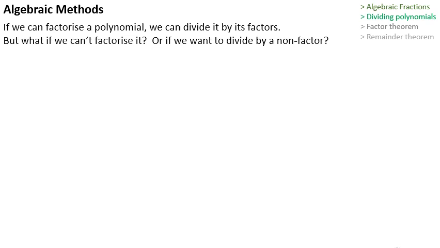We do this with numbers all the time. We might want to do 36 divided by 5. 5 is not a factor of 36. You could write 36 as a collection of prime factors if you wanted, and you wouldn't find a 5 in there anywhere, so you couldn't just cancel things out.